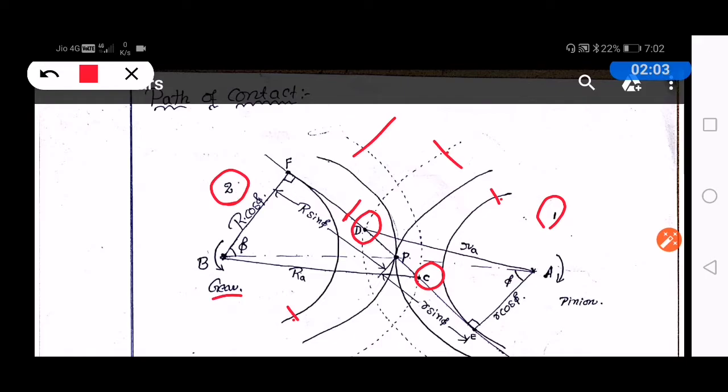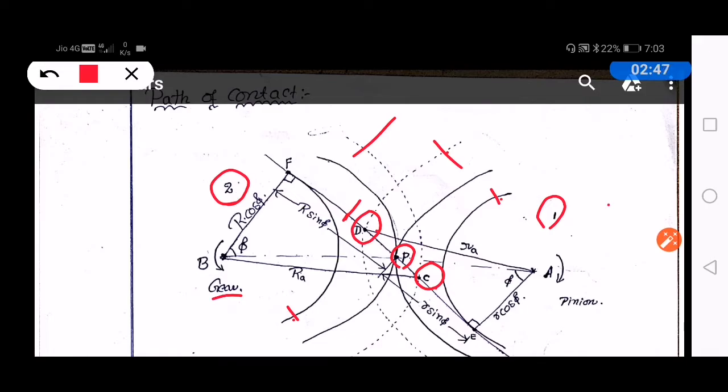It is the locus of point of contact from the beginning of engagement to the end of the disengagement. The beginning of engagement is C and the end of disengagement is D, and this CD path we call the path of contact. From the point C to the pitch point P, this distance we call the path of approach. CP is called path of approach and PD is called path of recess. The total CD is path of approach plus path of recess, that is the path of contact. We need to find this path of contact, the length CD, in terms of the radius of the gear as well as the radius of the pinion.